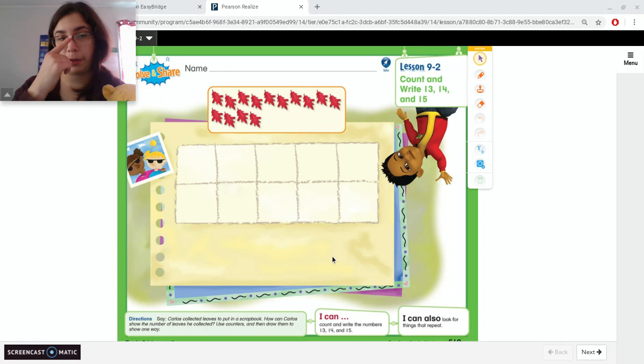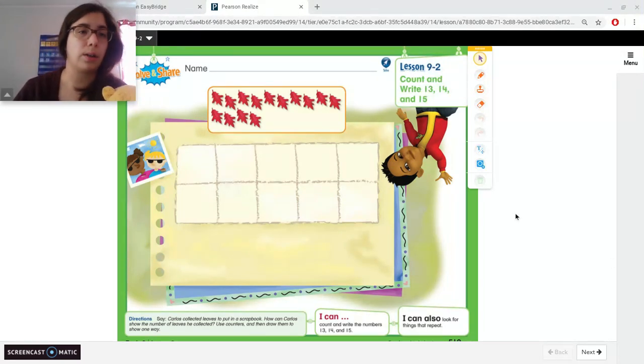Yesterday we practiced our numbers 11 and 12, and I had so much fun doing that with you. And I know that we know what numbers come after 11 and 12. Yep, we're going to learn about counting and writing numbers 13, 14, and 15 today. So are you ready? Great, let's get started.